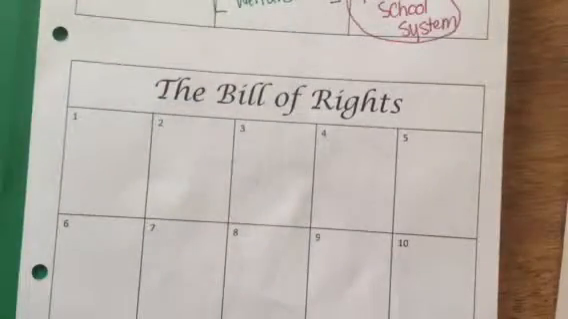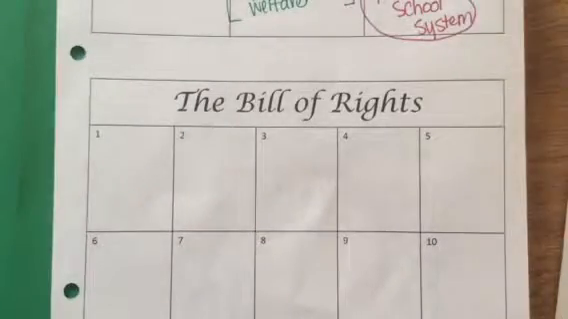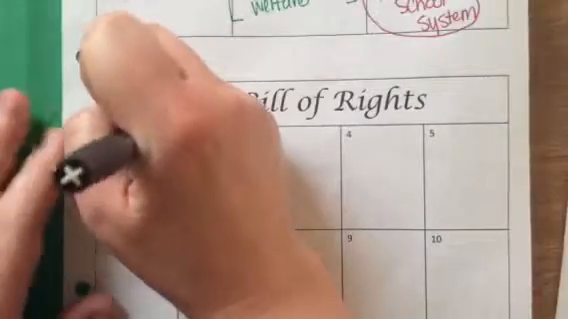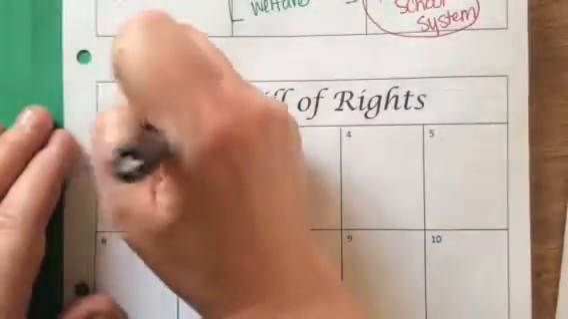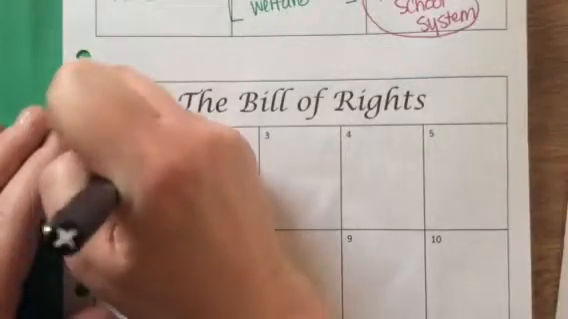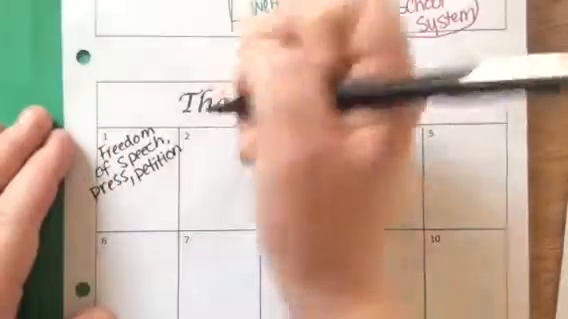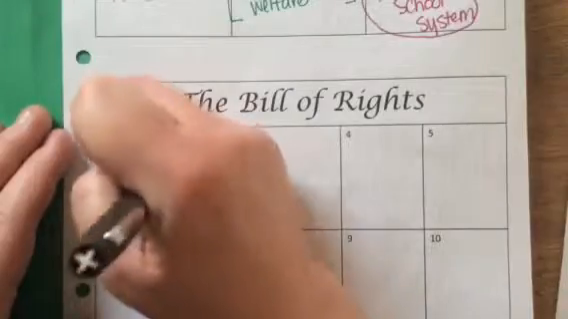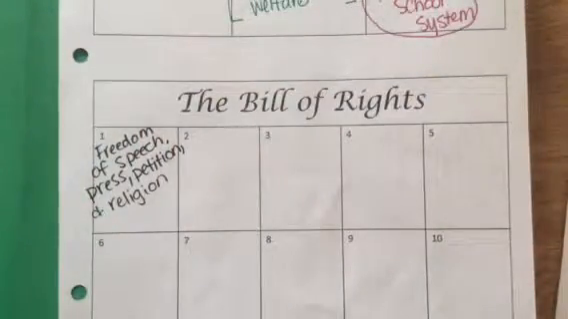The Bill of Rights. Our first right in the Bill of Rights is freedom of speech, press, petition. That means that you and a group of other people can push for something specific. And then also freedom of religion, which is a question on your test.